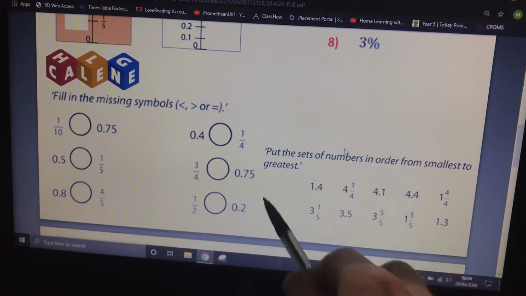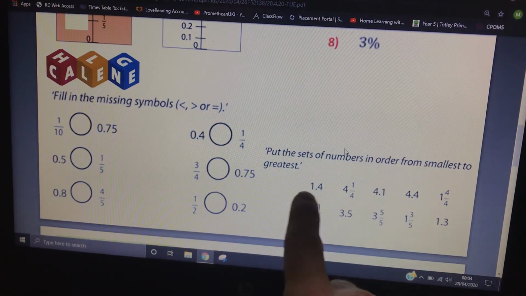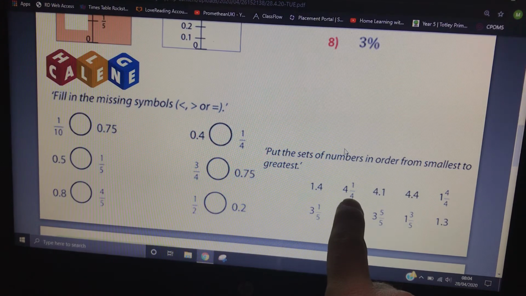And then, another little challenge at the end. Can you order all those numbers? I remember when Lydia did this in class, she decided to make them all the same. I think she made them all decimals because you had some fifths and some quarters. So she made them all decimals. So that one became 4.25.